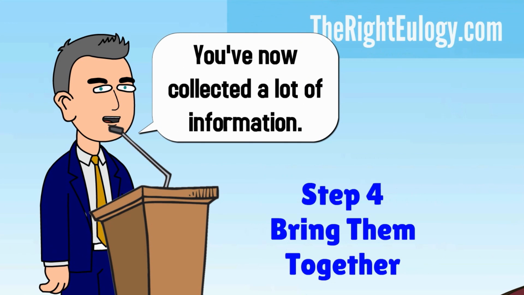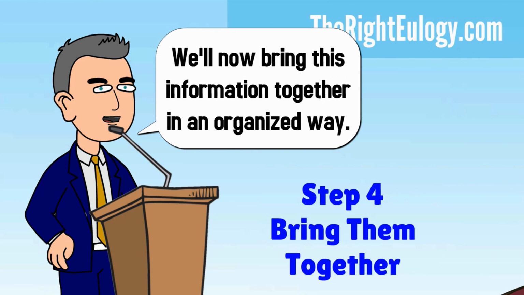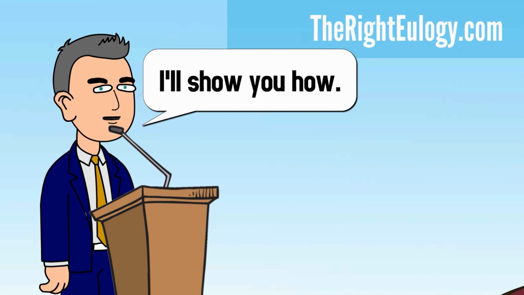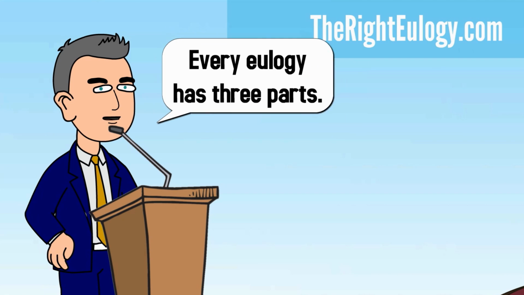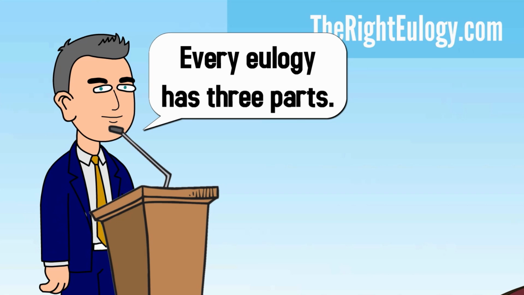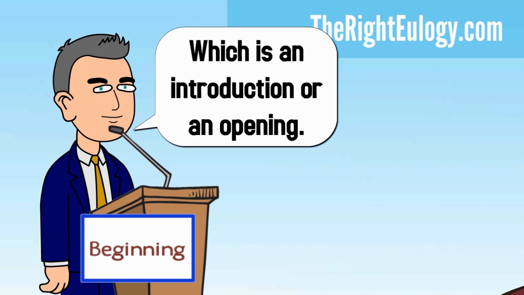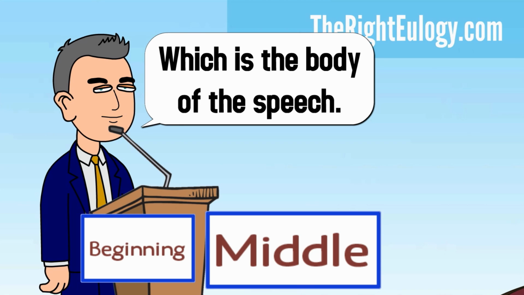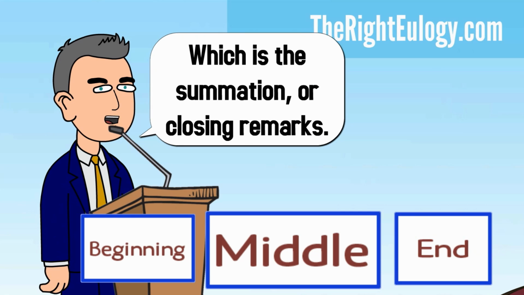You have now collected a lot of information, what I call the building blocks. We'll now bring this information together in an organized way. I'll show you how. They'll form the body of the eulogy, or the middle. Every eulogy has 3 parts. A beginning, which is an introduction or an opening. A middle, which is the body of the speech. And an end, which is the summation or closing remarks.